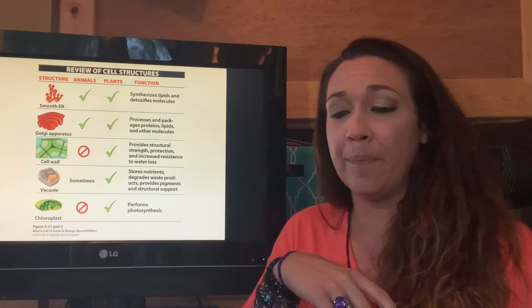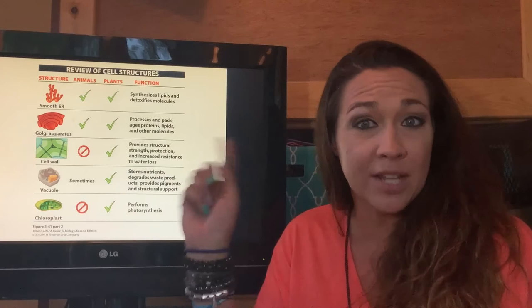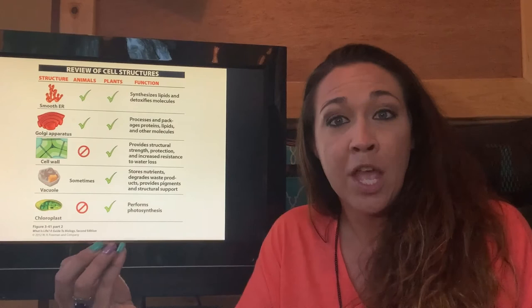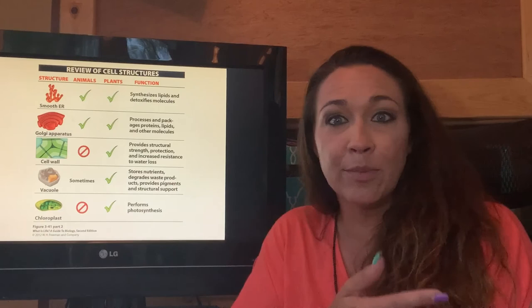the proteins and the lipids and everything that you're making and moving in and out of your cells comes through the Golgi apparatus. The cell wall, only found in animal cells, right? Sorry, only found in plant cells, not in animal cells. So animal cells are the only ones who don't have it. Prokaryotic cells, bacteria, they do have cell walls. So do plant cells. Animal cells, again, the only ones who do not have them.